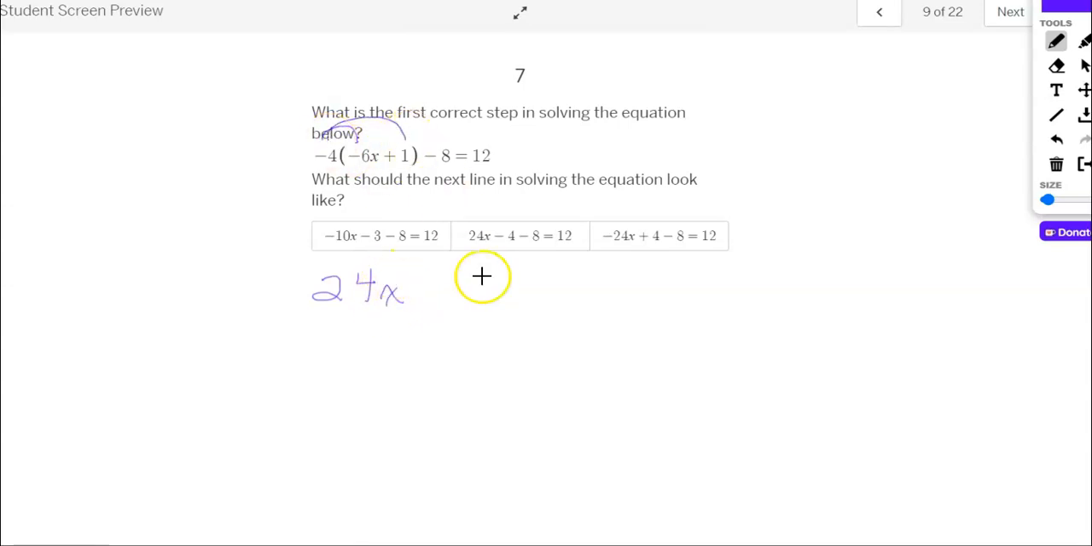And -4 times 1 is -4. Bring down the -8 and the equals 12. So now we just need to find the line that matches this. 24x right here, -4 -8 equals 12. So it's going to be this one. It's going to be the correct answer. And so that was number 7. Number 8, you will work on your own.